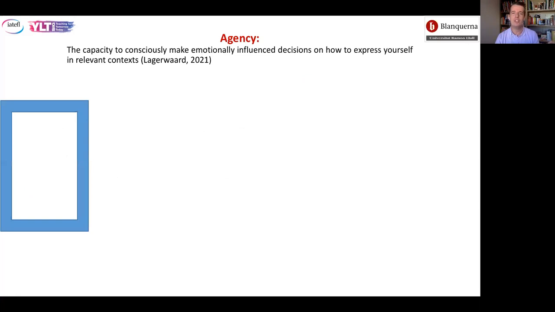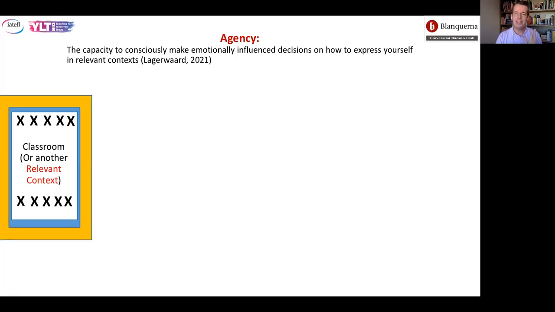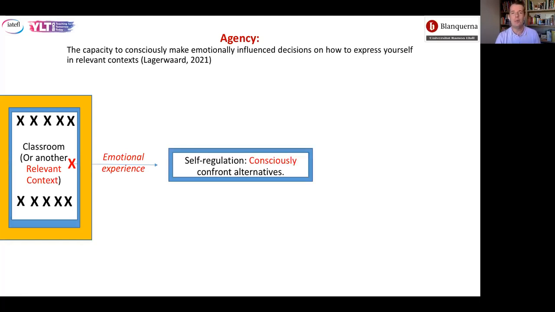If we take, for example, this square, and we see it as the foreign language classroom, where we have lots of different students involved, or another relevant context, it is important to say that even though we are all involved in the same situation, how each and every single student interprets what is going on and how they experience this is unique for every single individual. This emotional experience is of crucial importance because it is what triggers our behavior. But before we act, we self-regulate our activity.